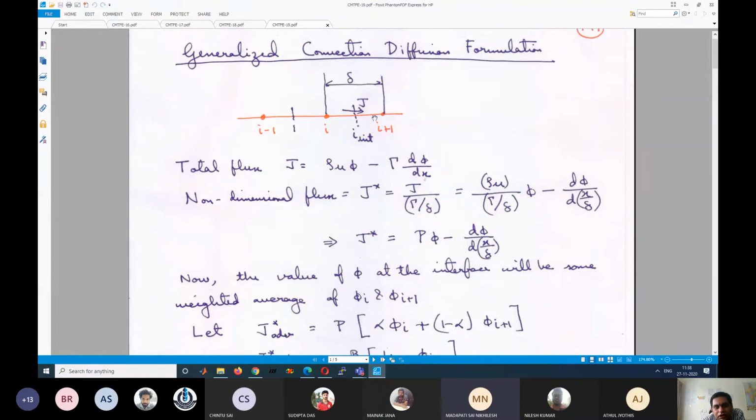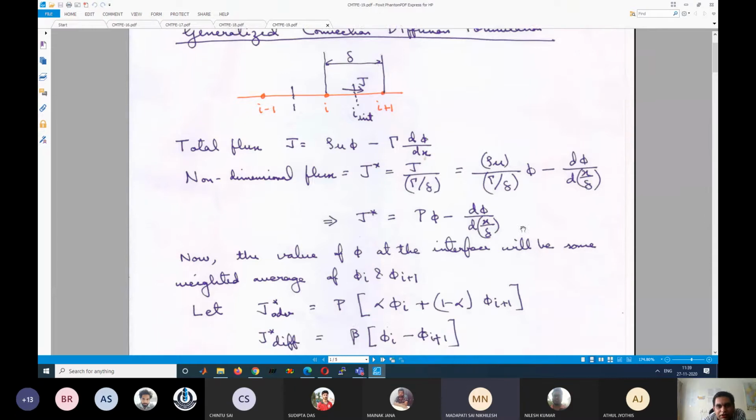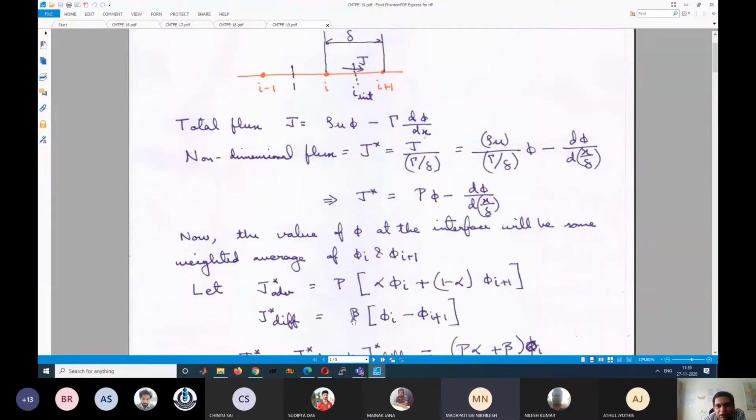Sorry, correct. Your point was valid. This is the value of x by delta, but when you are writing the difference, that point is correct: phi I minus phi I plus 1, because you have to take the entire length for the difference. So delta by delta, which is 1. This coming out as beta will come as what value? 1. So 1 into phi I minus phi I plus 1. For upwind also it is 1 into phi I minus phi I plus 1.